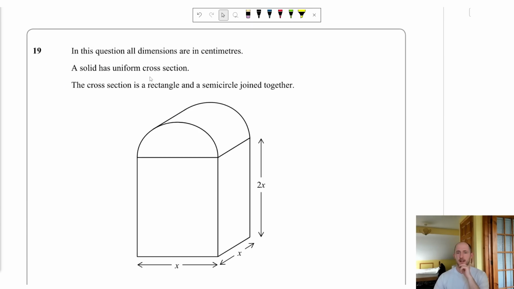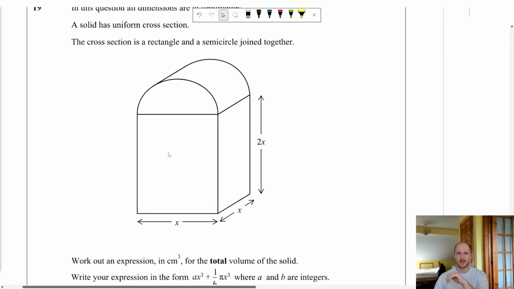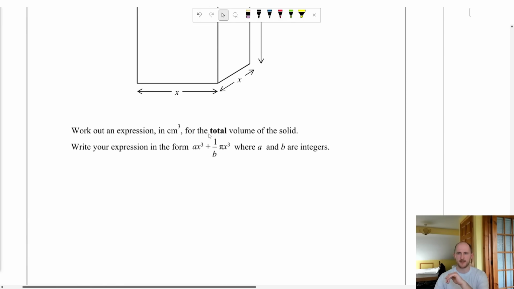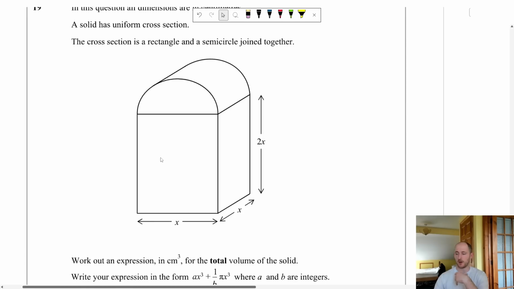So we have a solid that has a uniform cross-section, where the cross-section is a big old rectangle and a semicircle joined together, and they want an expression for the total volume. So what we're going to do is split it into 2 shapes. Shape 1 is a semicircular prism, and remember, how do you work out the volume of any prism? You work out its area and you times it by its length.